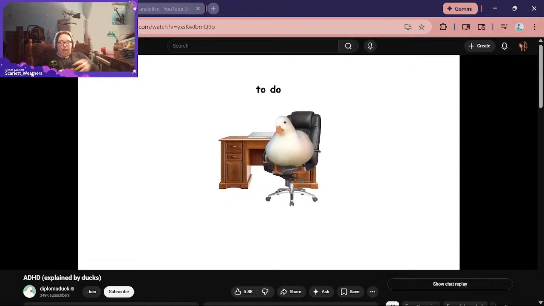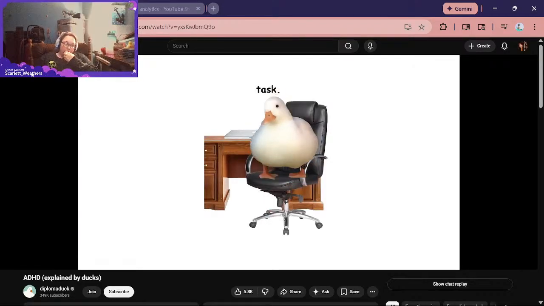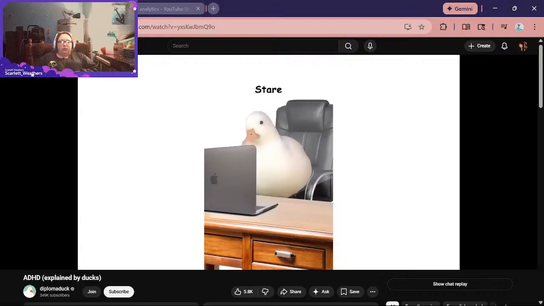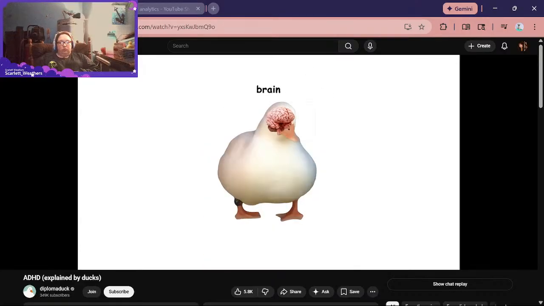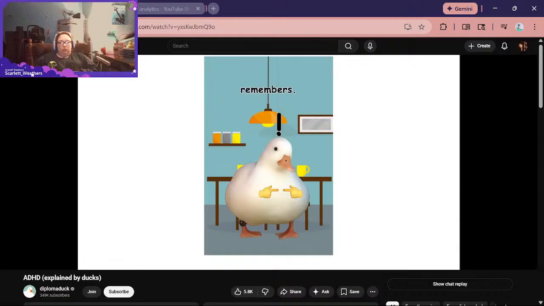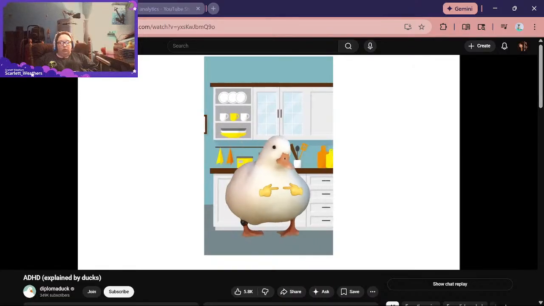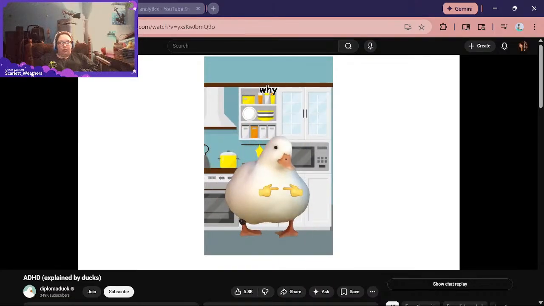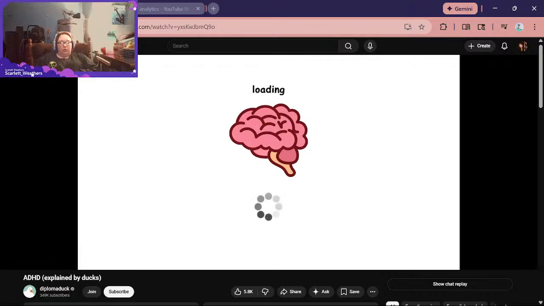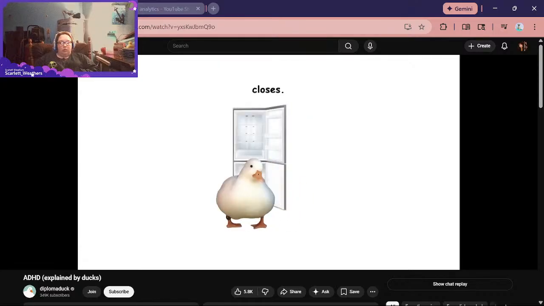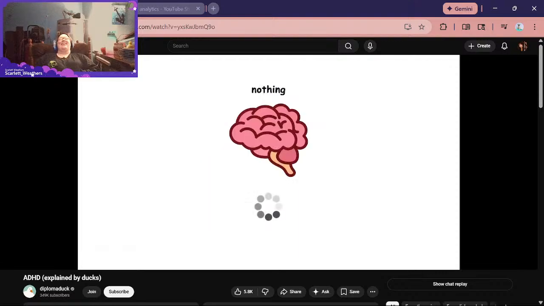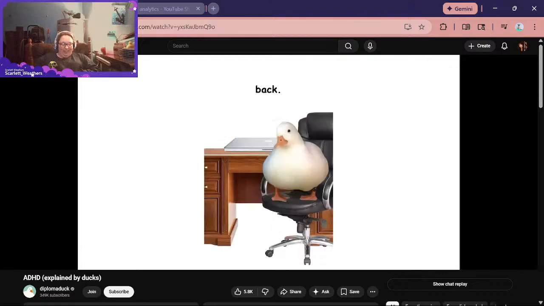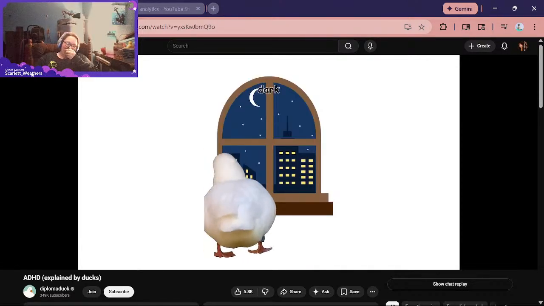Duck sits down to do task. Duck says, easy task. Duck opens laptop. Duck stares at screen. Duck forgets what task was. Duck scrolls. Brain spins. Duck remembers worm bill. Goes to pay it. Duck goes to kitchen. Forgets why. Stands still. Brain loading. Duck opens fridge. Closes fridge. Opens fridge again. Still nothing inside. Still nothing in brain. Duck comes back. Opens email. Now it's dark out.